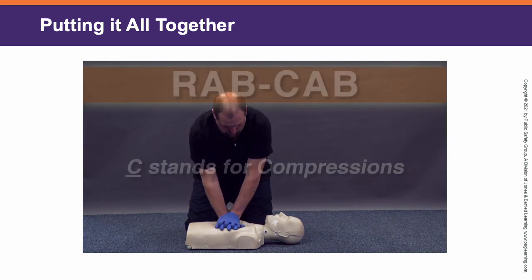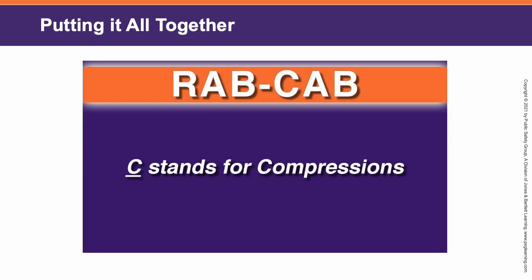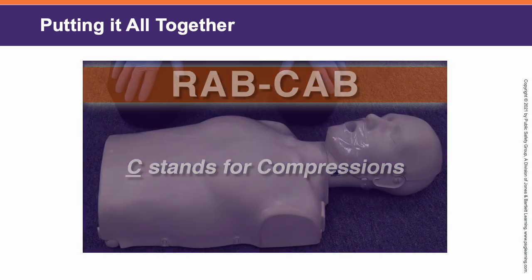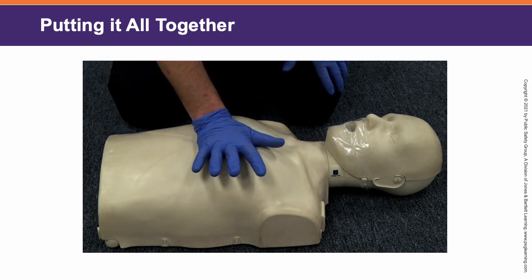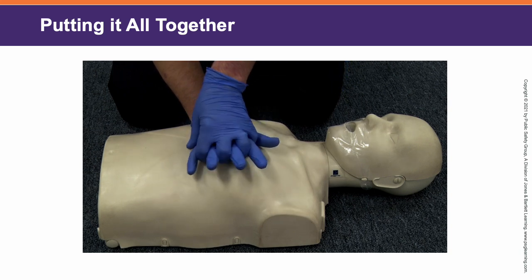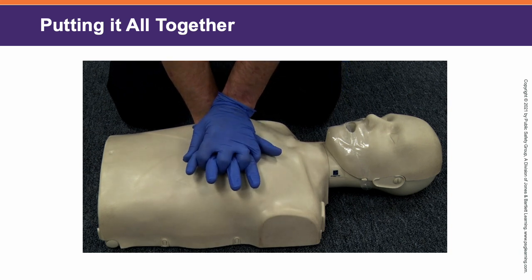C stands for compressions. Move enough clothing away from the chest. Place the heel of one hand in the center of the person's chest on the lower half of the breastbone. Place the heel of the other hand on top of the first. Interlock the fingers of both hands to keep your fingers off the person's ribs. The heel of your hand should be the main point of pressure on the chest.